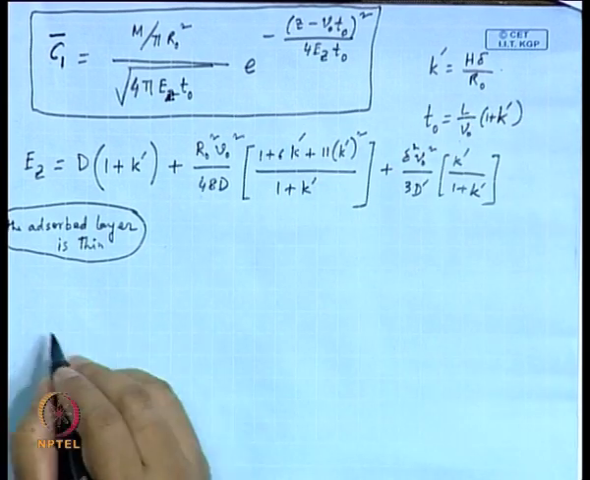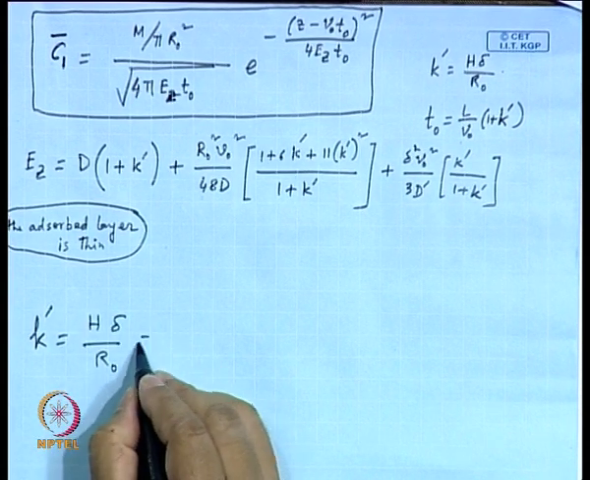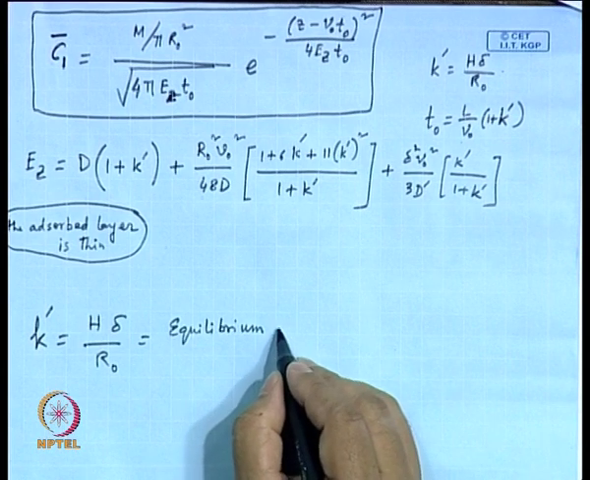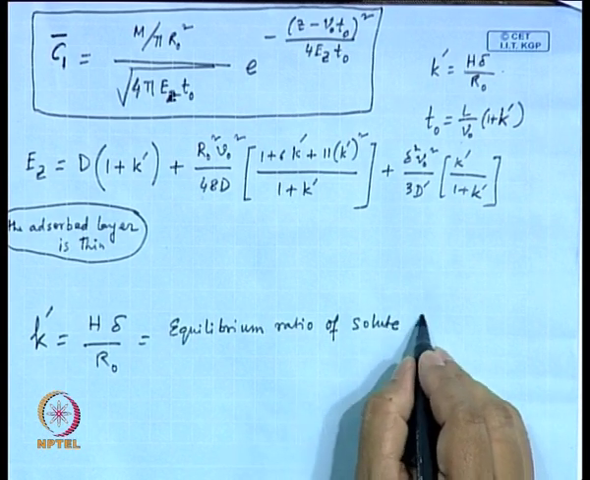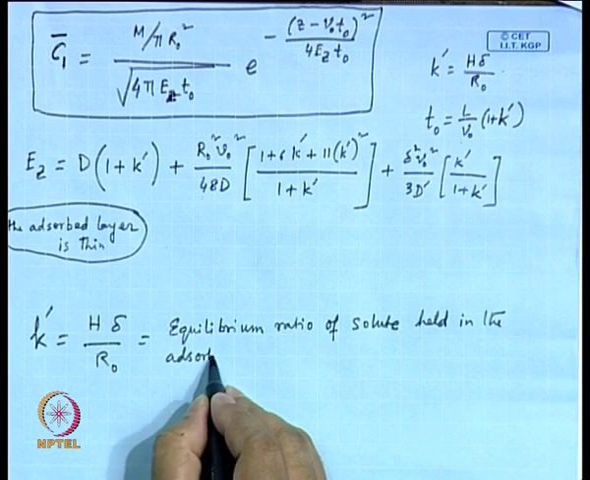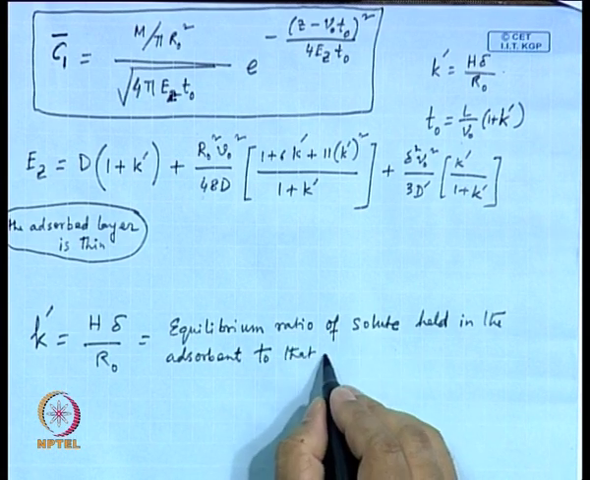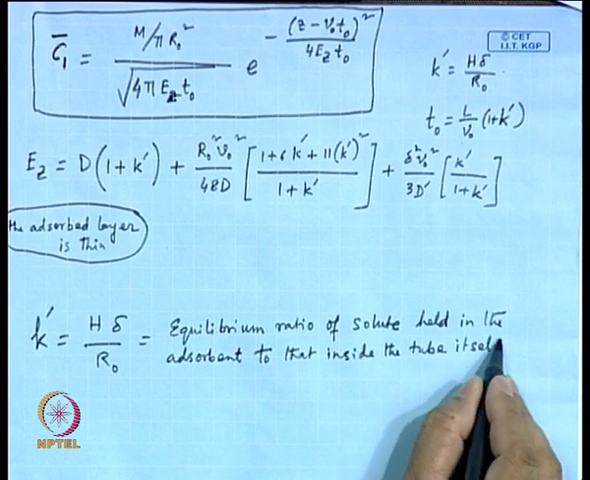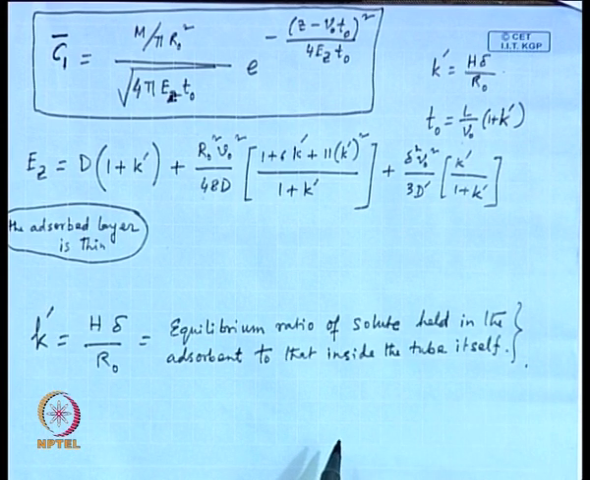So, what is h delta by R0? If I look at it here clearly, k prime is equal to h delta by R0. So this is basically the equilibrium ratio of solute held in the adsorbent to that inside the tube itself. Okay, that is what k prime is: the equilibrium ratio of solute held in the adsorbent to that inside the tube itself.